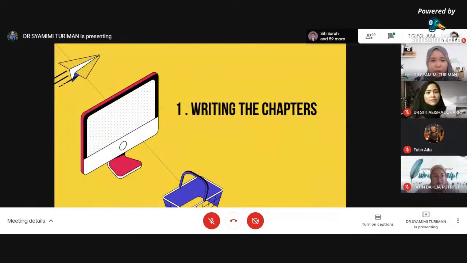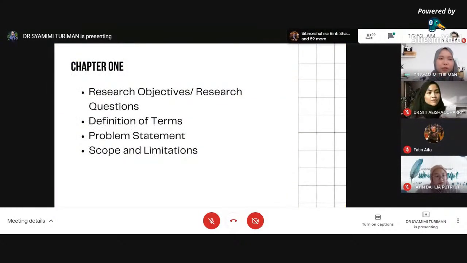I will go chapter by chapter. These are the common problematic parts where, based on experience, I find students tend to make mistakes. In terms of writing the research objectives or research questions, the general understanding is that research questions are research objectives re-mentioned in the form of questions.